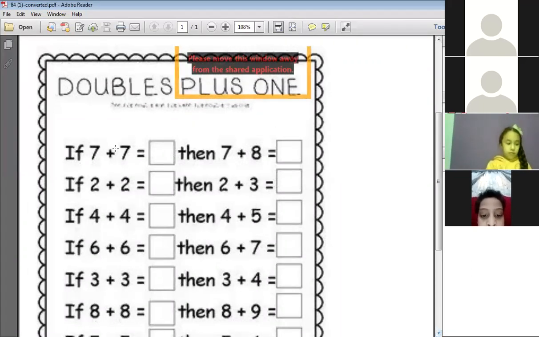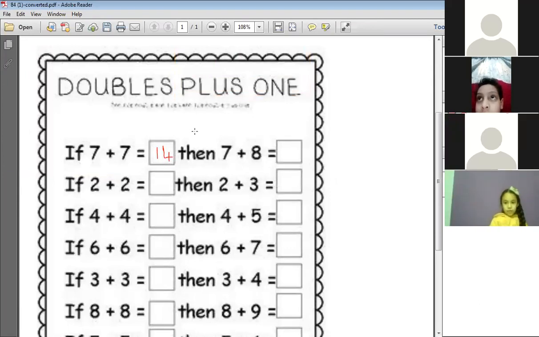So the first one: if 7 plus 7 equals, you know the double of 7, right? What is the double of 7? It's 14. So if 7 plus 7 equals 14, then 7 plus 8 equals what? I told you in the last session that we are adding 1 on the 14, so it will be 15. Right? Because this 8 contains 7 and 1.